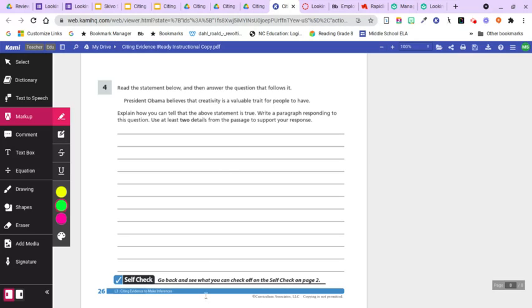This is a paragraph, ladies and gentlemen. That means 8 sentences or more. Not 5 to 8, 8 sentences or more. Let me say that again. I expect to see 8 or more sentences. This, of course, is due Friday at midnight.